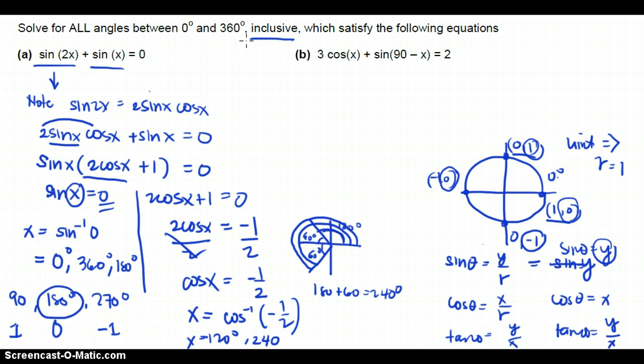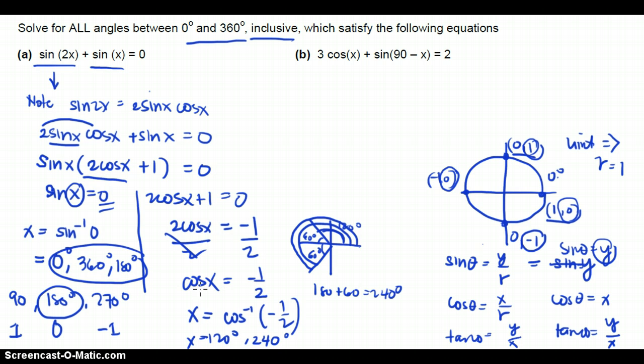But for this problem, it says that the angles can only be between 0 and 360 inclusive, meaning the angle cannot go beyond 360 in this case. So there are only two answers for x, wherein cosine x is equal to negative 1/2. And these are 120 degrees and 240 degrees. So in this equation, sine 2x plus sine x equals 0, we found 5 answers. The first 3 came from sine x equal to 0, and the other 2 came from cosine x equals negative 1/2.